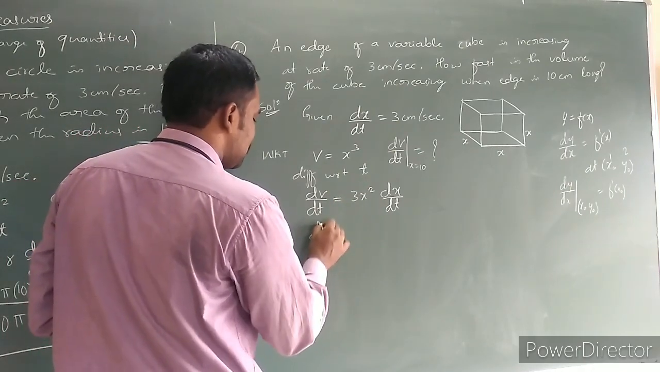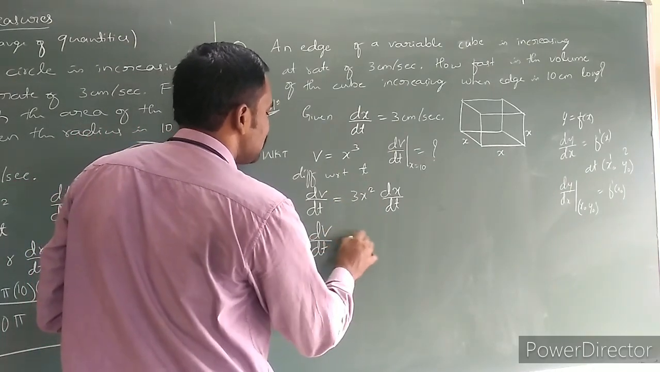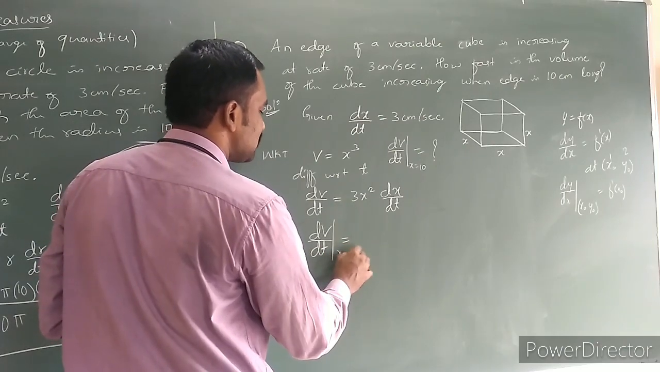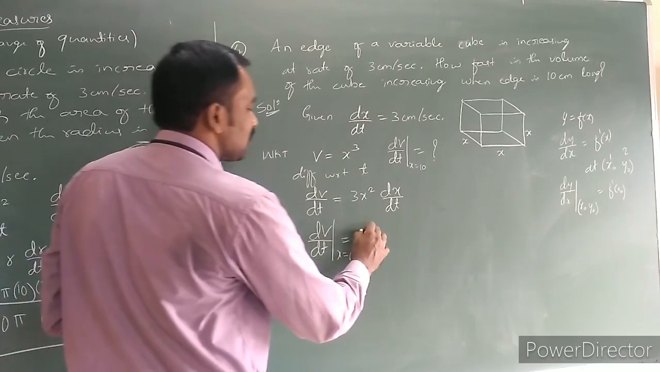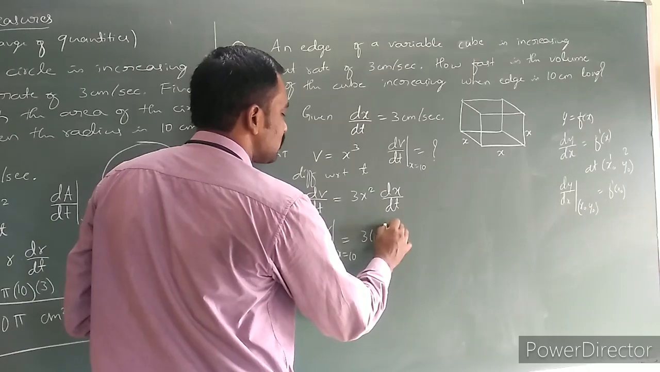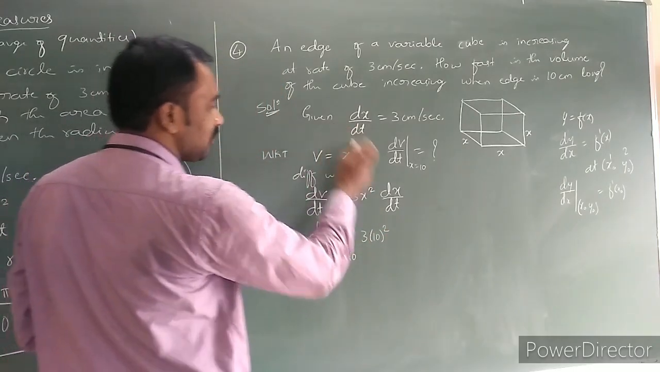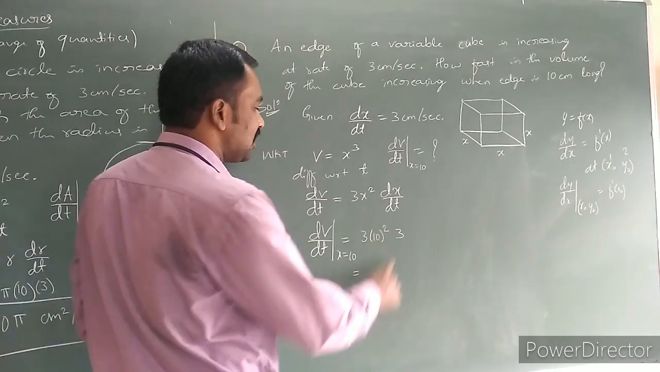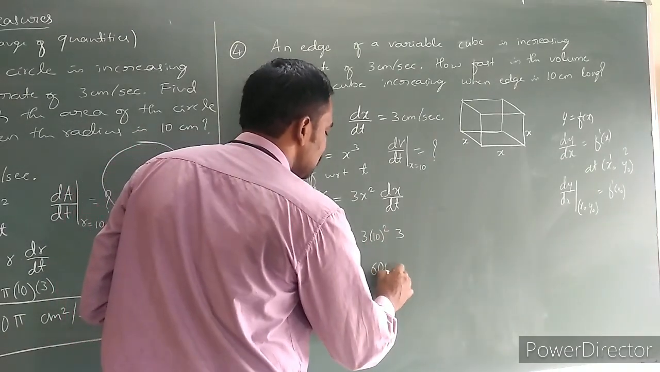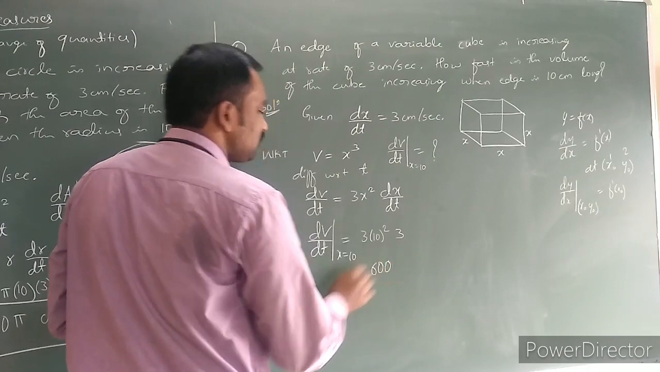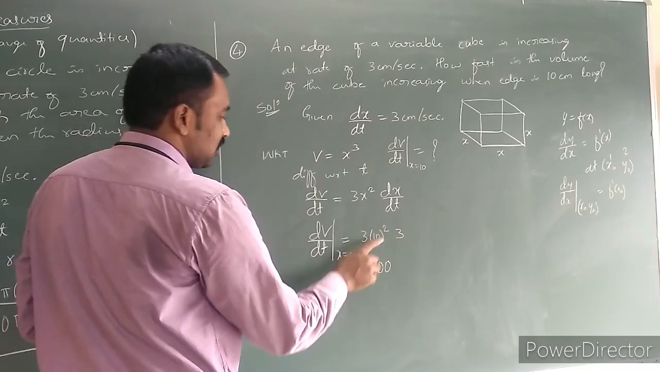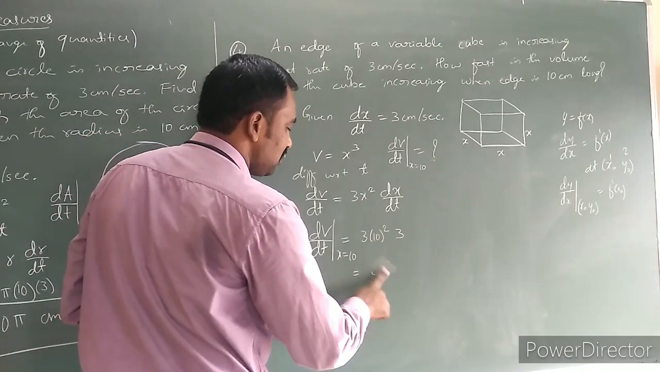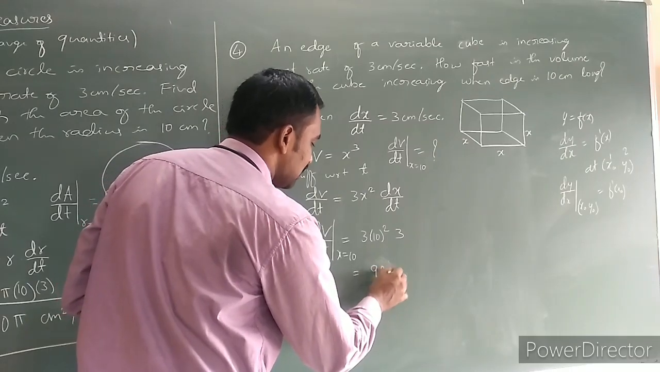So dv by dt is equal to, whenever x is equal to 10 cm, 3 into x value 10 square, and dx by dt is given, that is 3. Final answer: 10 square is 100, 100 into 3 is 300, and 300 times 3 is 900. The total value is 900.